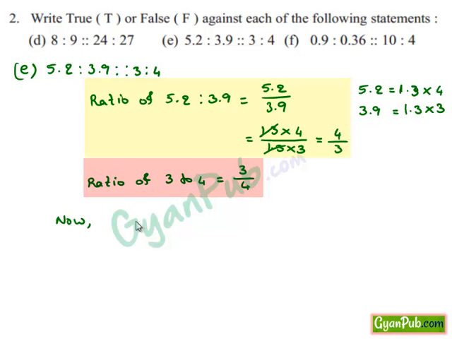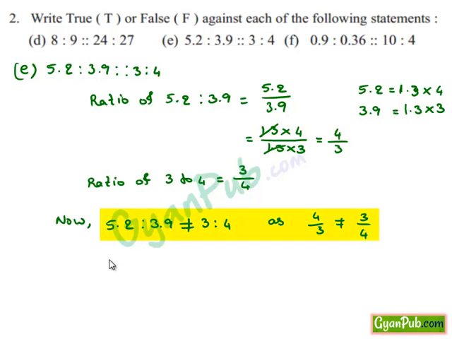Now from the above two ratios we can say that 5.2 is to 3.9 is not equal to 3 is to 4, as 4 upon 3 is not equal to 3 upon 4. Now we know that if two ratios are equal, then they are in proportion. But here the ratios are not equal. Therefore, the given statement that 5.2 is to 3.9 is in proportion with 3 is to 4 is false.